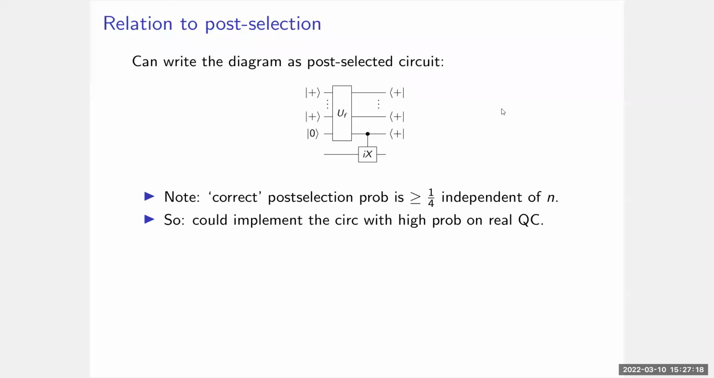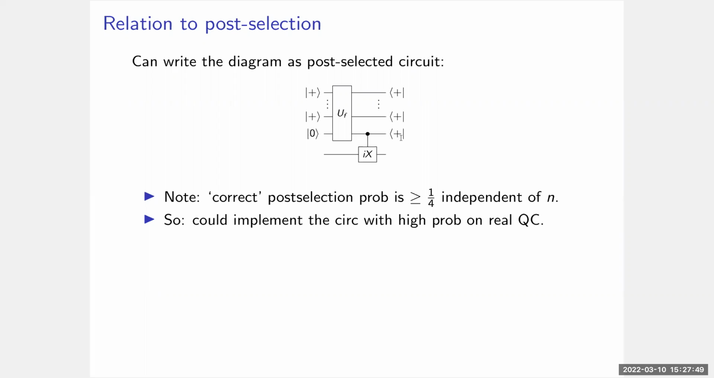But interestingly enough, with the post-selection that we do here, we get the correct value in the measurement with a probability that's at least 1/4, and this is independent of n. So the probability of observing the correct outcome, if you were to do this measurement, is bounded. So we can just do this a constant number of times and get the result with high probability. So we could, in fact, implement the circuit with high probability on a real quantum computer, right?